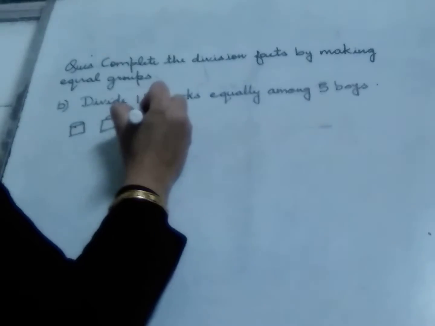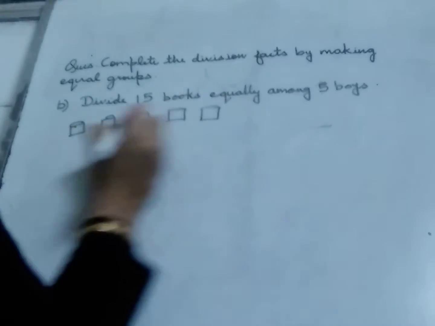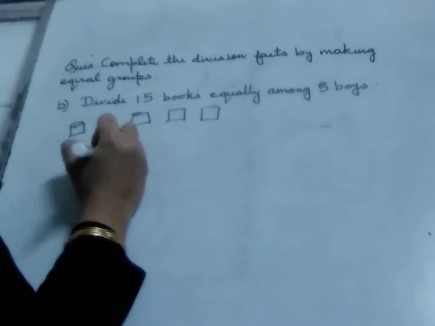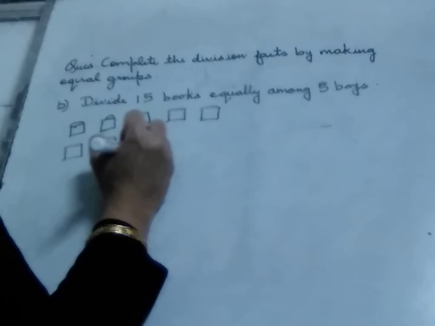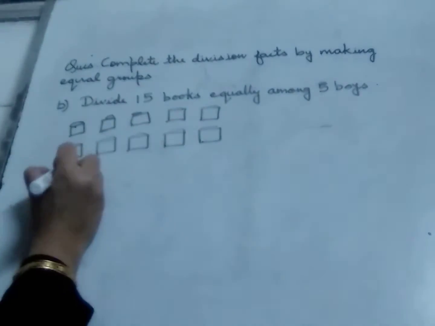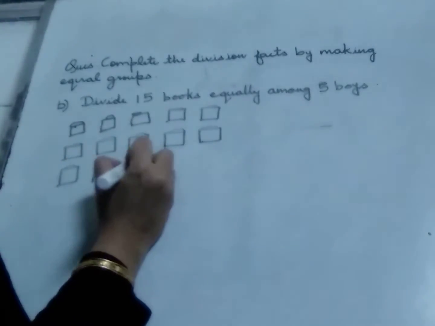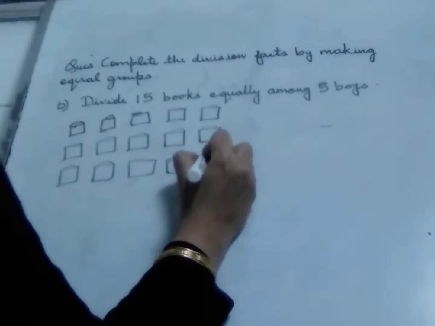1, 2, 3, 4, 5, 6, 7, 8, 9, 10, 11, 12, 13, 14 and so we have last 15. Now arrange these 15 books equally among 5 boys.